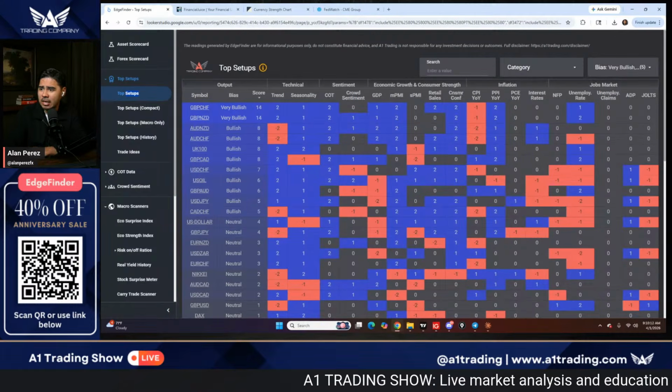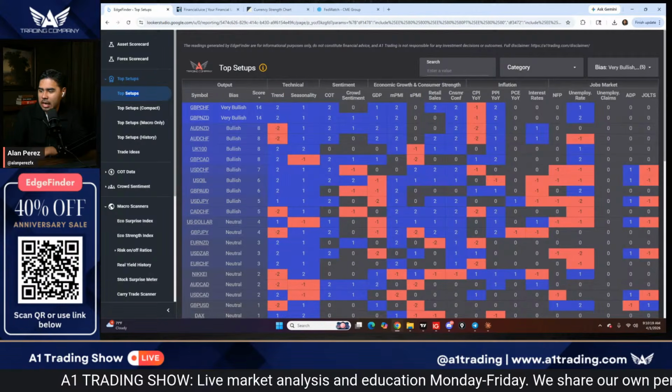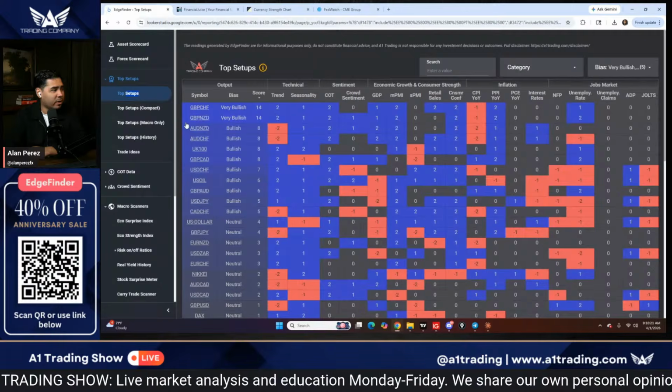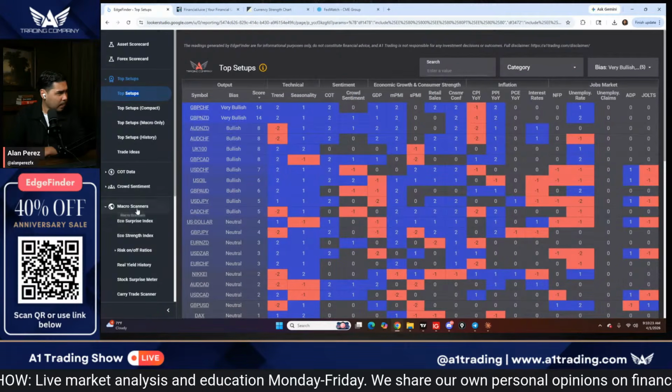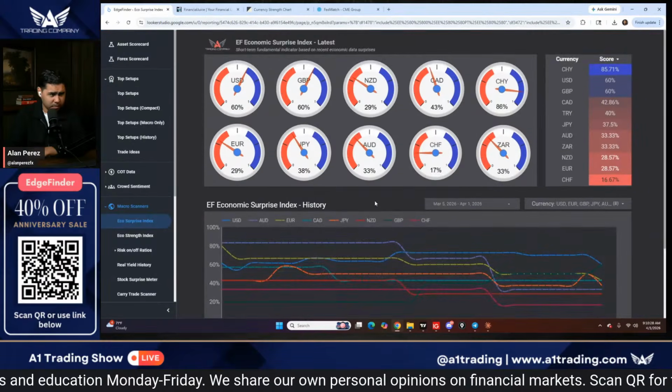Drop in the comments, guys. I'm actually curious for everyone in the chat here, what's the highest EdgeFinder score you've seen, or the lowest? I've seen 16 personally, but right now you're getting a 14 here on pound Kiwi. The pound has really made a run for it as far as shifting its strength.